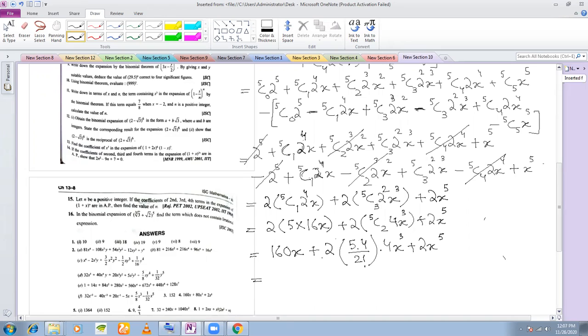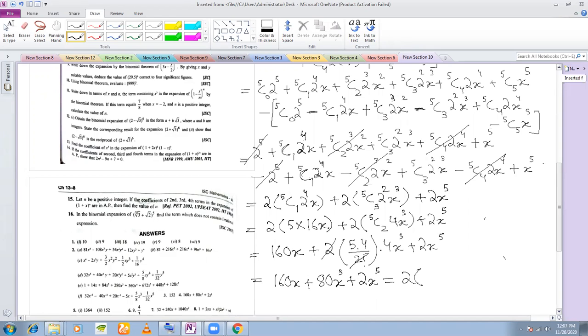Now let's see what I'll cancel. This 2 and this 2 will cancel off. You get 160x plus 5 into 4, 20. 20 into 4 is 80. 80x cube plus 2x to the power of 5. That is the expansion. And if you want, you can take 2 out also.